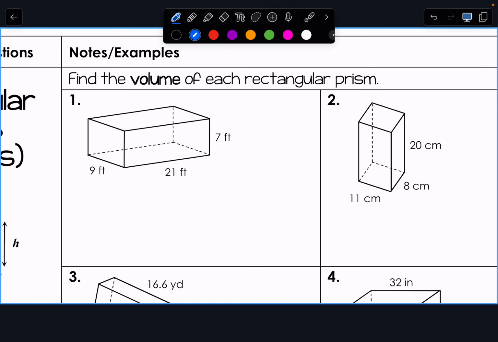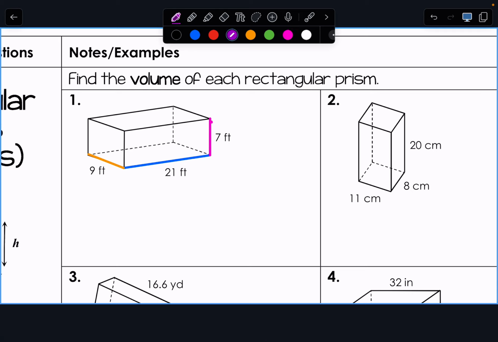Okay, we have a length of 21. We have a width of 9. We have a height of 7. Now, it really doesn't matter which one is which because we can orient this shape in different ways, okay?